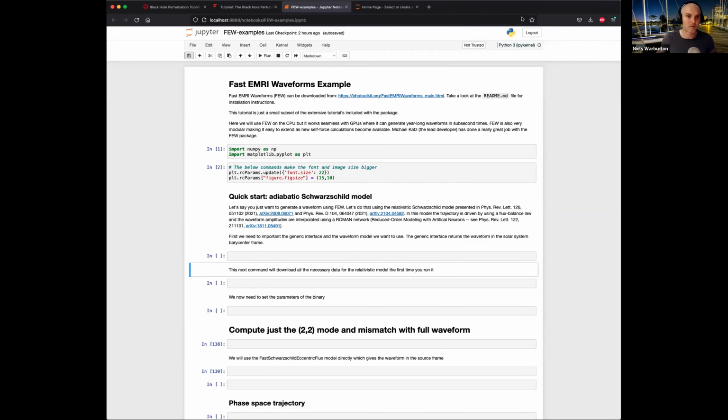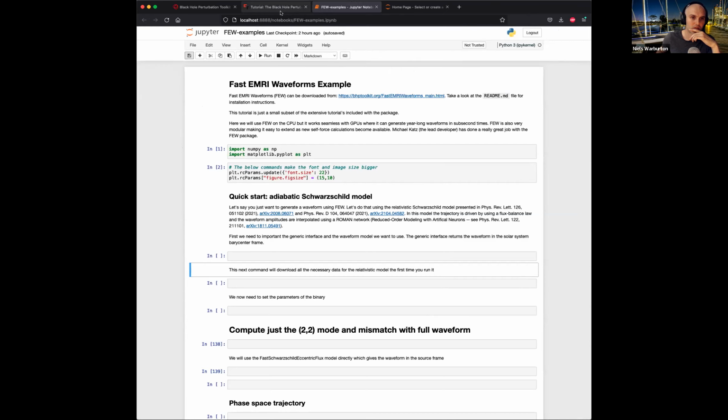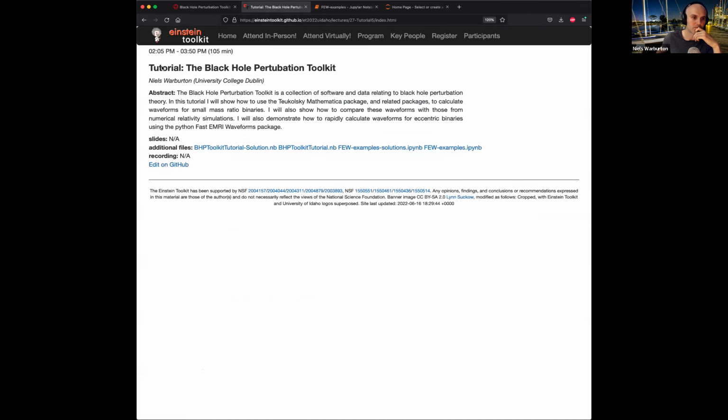So I'll just share my screen. Okay, so this is one of the notebooks that is shared on the webpage for the Einstein Toolkit workshop. So again, there's a solutions one which has everything already coded up that should work, and I'm just going to go through a few examples.